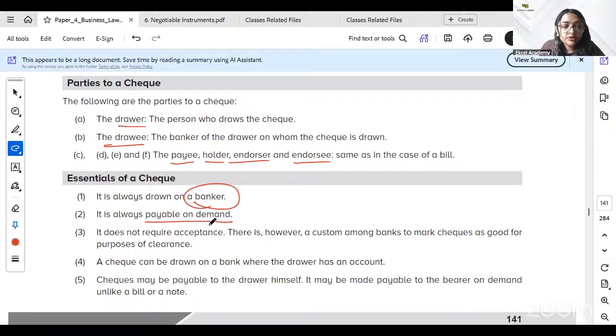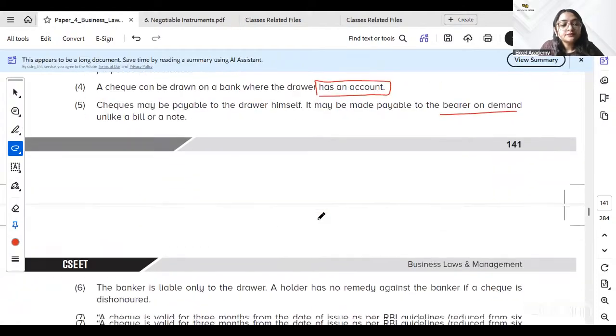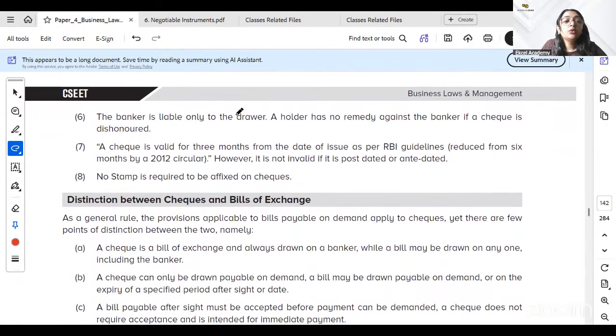Essentials: always drawn on banker. It is payable on your demand. No acceptance is required. It can be drawn on a bank where the drawer has an account. Then it may be payable to the drawer himself or it may be payable to the bearer on your demand. Next, the banker is liable only to the drawer. Banker liable to the drawee? No. A check is valid for the period of 3 months. Post this, it becomes your antedated, post-dated, or also known as your stale check. No stamp is required to be affixed on your checks, whereas your signature is very important.